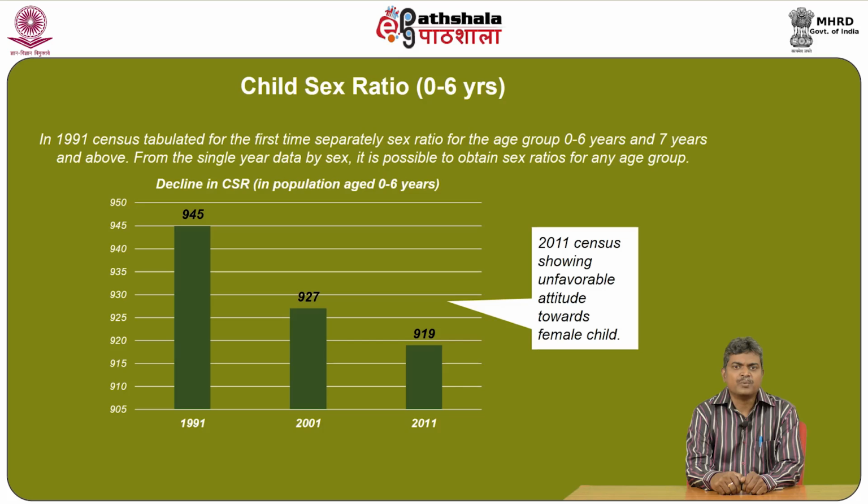The child sex ratio in the population aged 0 to 6 years declined by 18 points at the national level, from 945 in 1991 to 927 in 2001. A decline of 18 points in a decade was substantial and was regarded as a very serious matter. Following a similar trend, the child sex ratio declined by 8 points to 919 in the 2011 census, showing an unfavorable attitude towards the female child.